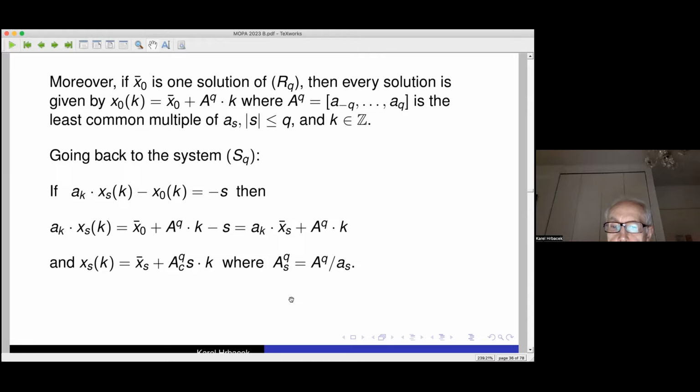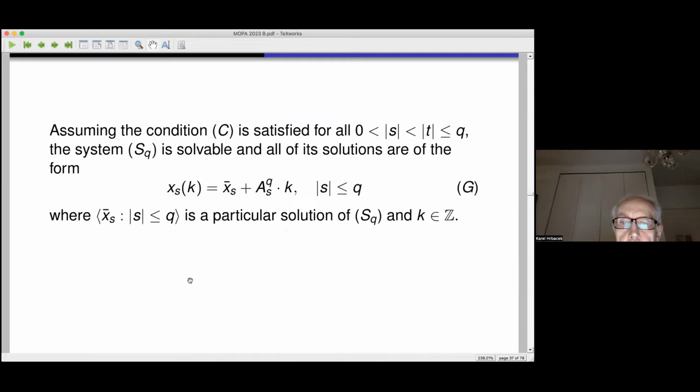This should be a_s, perhaps. Yeah, right. This is a mistake here. This a_k should be a_s in both cases, everywhere. All right. Yeah, here it's written correctly. So the conclusion is that if the condition about divisibility by the greatest common divisor is satisfied, then the system has a solution and all of its solutions are of this form.